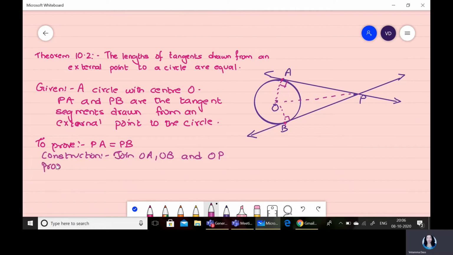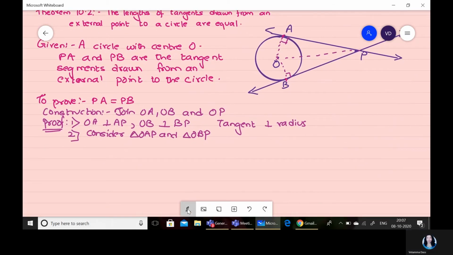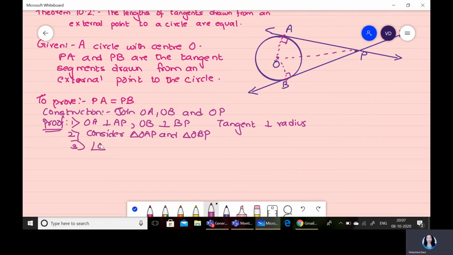So here we start with the proof. First, OA is perpendicular to AP. We can also say OB is also perpendicular to BP. And here we can write the reason: tangent is perpendicular to radius. Now, once we have said that it is 90 degrees, here we consider triangle OAP and triangle OBP. The third point, we will say that angle OAP is equal to angle OBP, as we all know that is 90 degrees, or you can write from 1. Then we also know that OA and OB are equal, that is radii of the same circle.